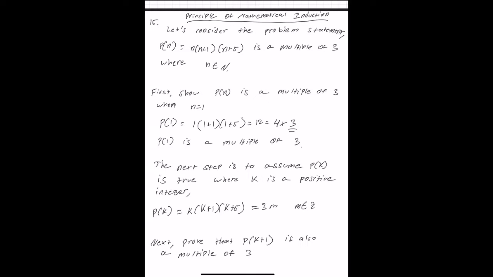Our next step is to assume that P of k is true, where k is a positive integer. P of k equals k times k plus 1 times k plus 5 is equal to 3 times m, where m is an element of the set of all integers. Next is to prove that P of k plus 1 is also a multiple of 3.